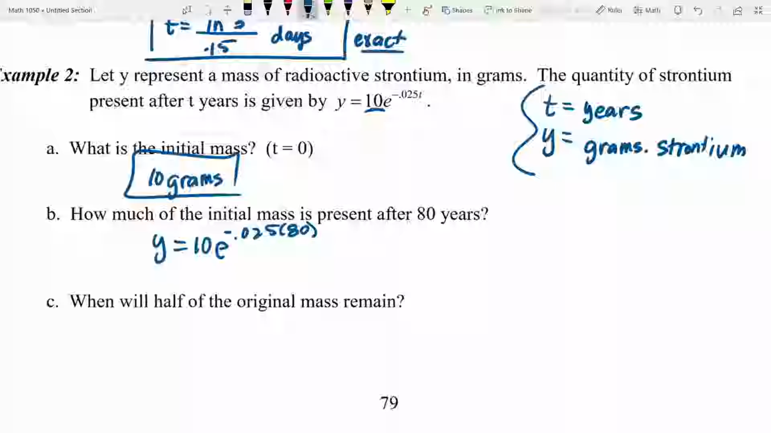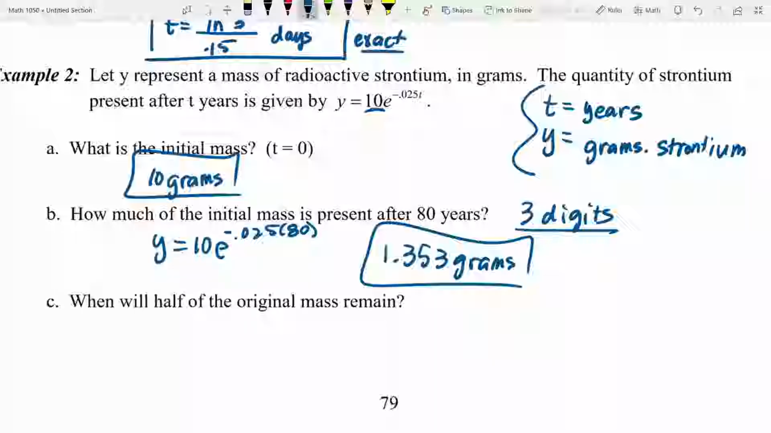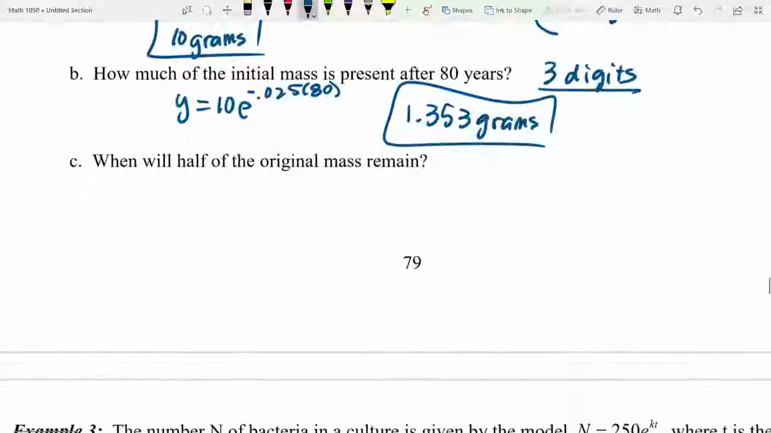Yes, good. Okay, everybody go 10 second ln negative 0.025 times 80, close it, enter, and let's say they said 3 digits. That would have to be them saying that. So it's 1.353 grams.